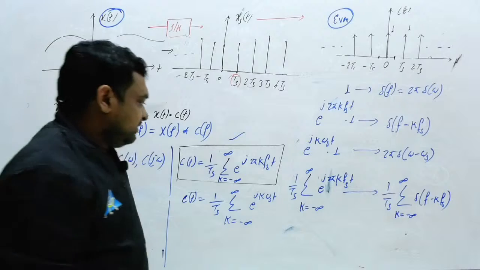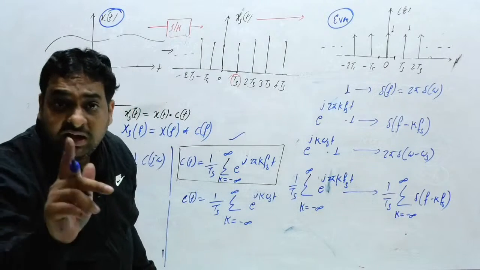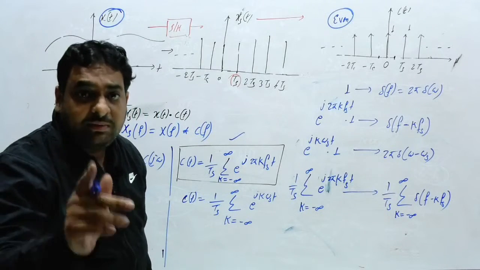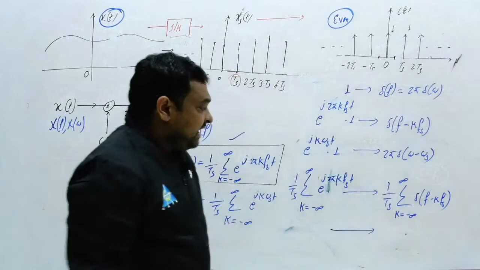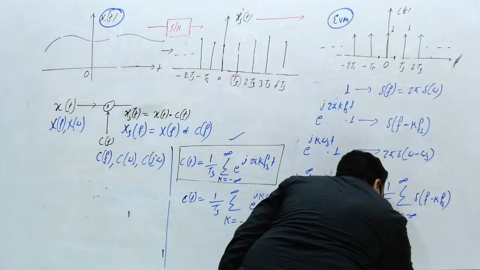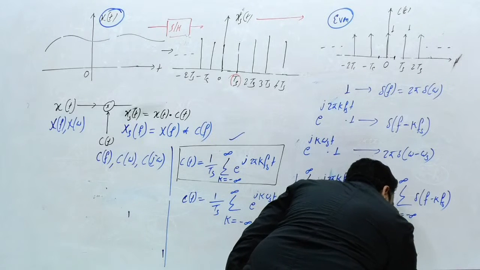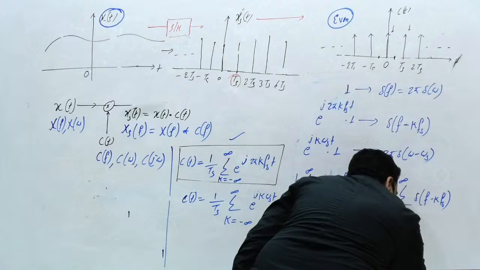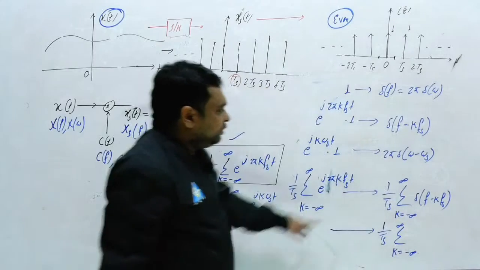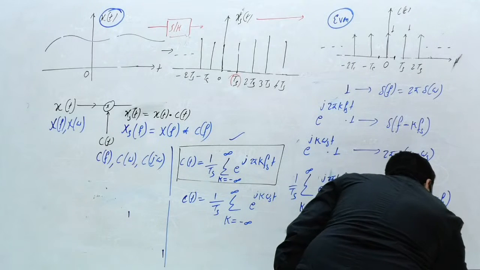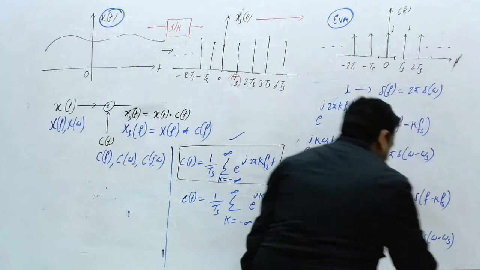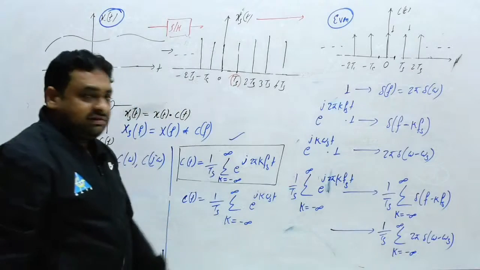What will it be in the omega domain? Omega is again very important. Okay, now in the omega domain, this will be the same: 1 upon Ts, summation k equal to minus infinity to infinity, and what will you get here? 2 pi del omega minus k omega s. Clear?